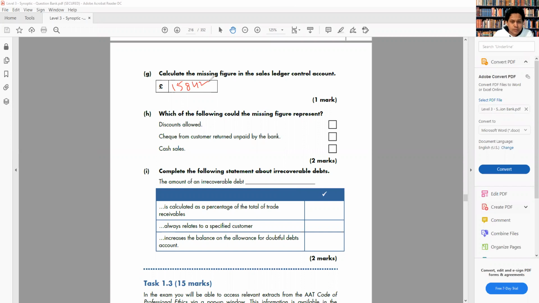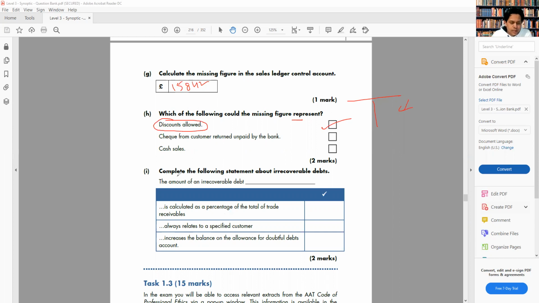Then we have: which of the following could the missing figure represent? Now it was on the credit side, and most likely it is a discount allowed. So maybe we gave some discount to the customer, and this one you forgot to enter, and that's why the difference is coming. If you give a discount to your customer, the customer is going to pay you less money, and that's the reason maybe the balance sheet is less than expected. So the possible reason, I'm not sure, but the possible reason could be the discount allowed.